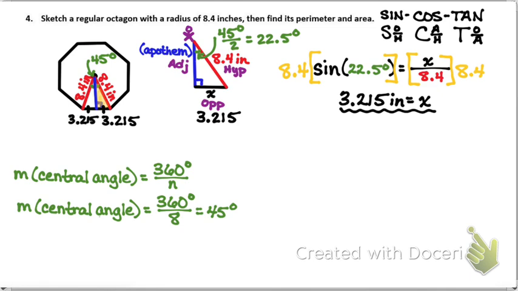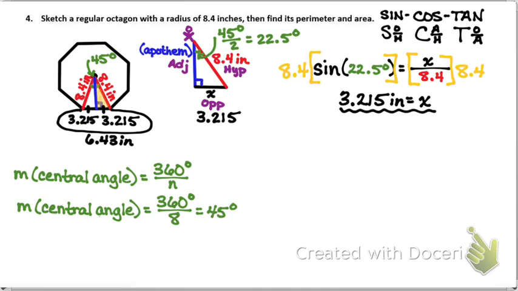3.215. So that means this side of the octagon is 6.43 inches. So every side on this regular octagon is 6.43 inches. Next, we need to find the measurement of the apothem.